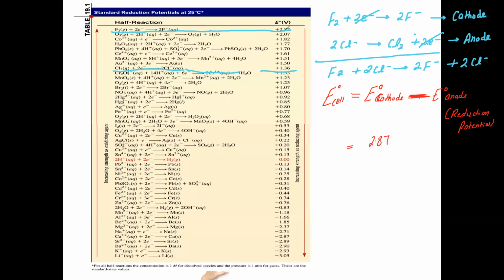2.87 here. What's the E naught anode value? I'm taking reduction potential, that's why I'm placing a minus here. 1.36. Is this answer positive or negative? What is the answer? Waiting for the answer.